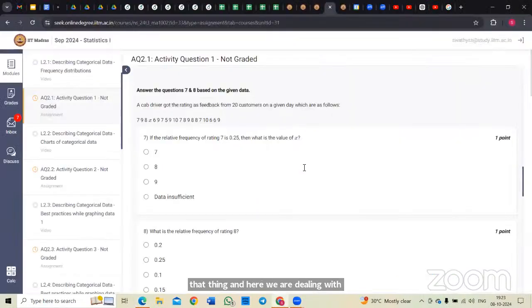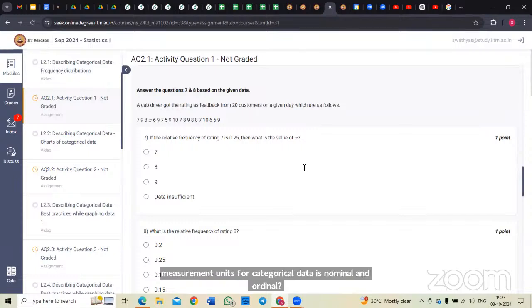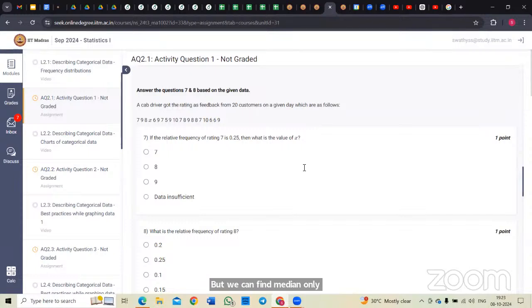And ma'am, one more thing. Can we say that the measurement scales for categorical data are nominal and ordinal, but we can find the median only for ordinal data? Yes. Okay. Because ma'am, nominal data has no order, so we cannot arrange it and hence we cannot find the median. Correct. Thank you so much, ma'am.